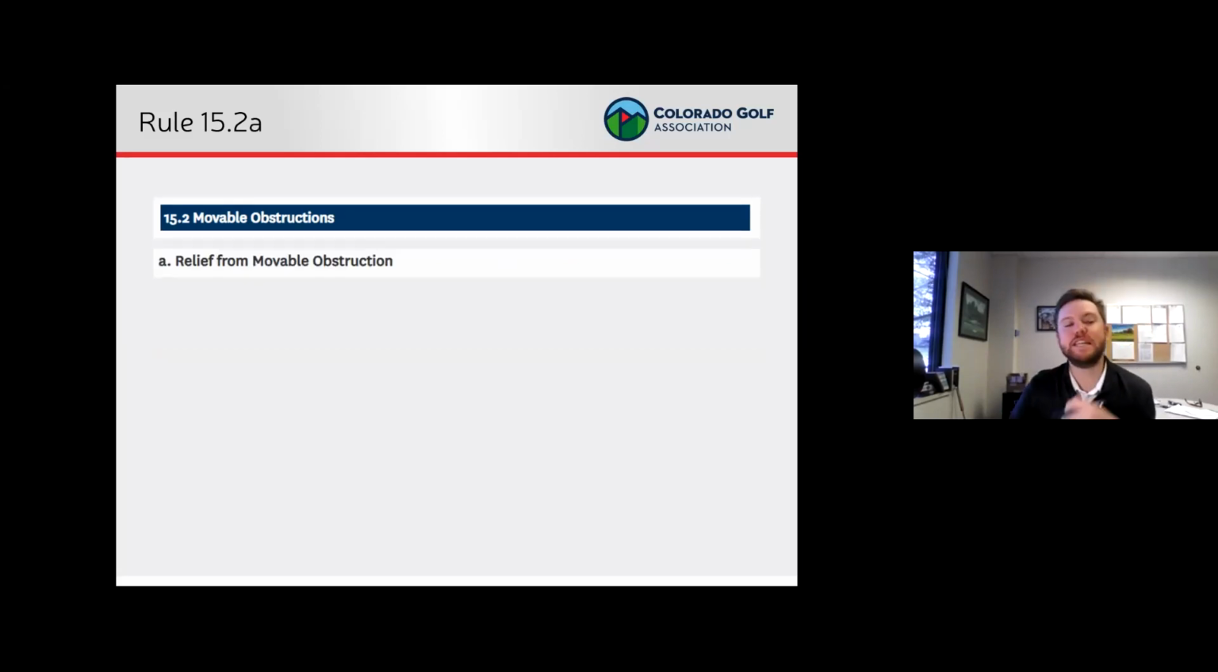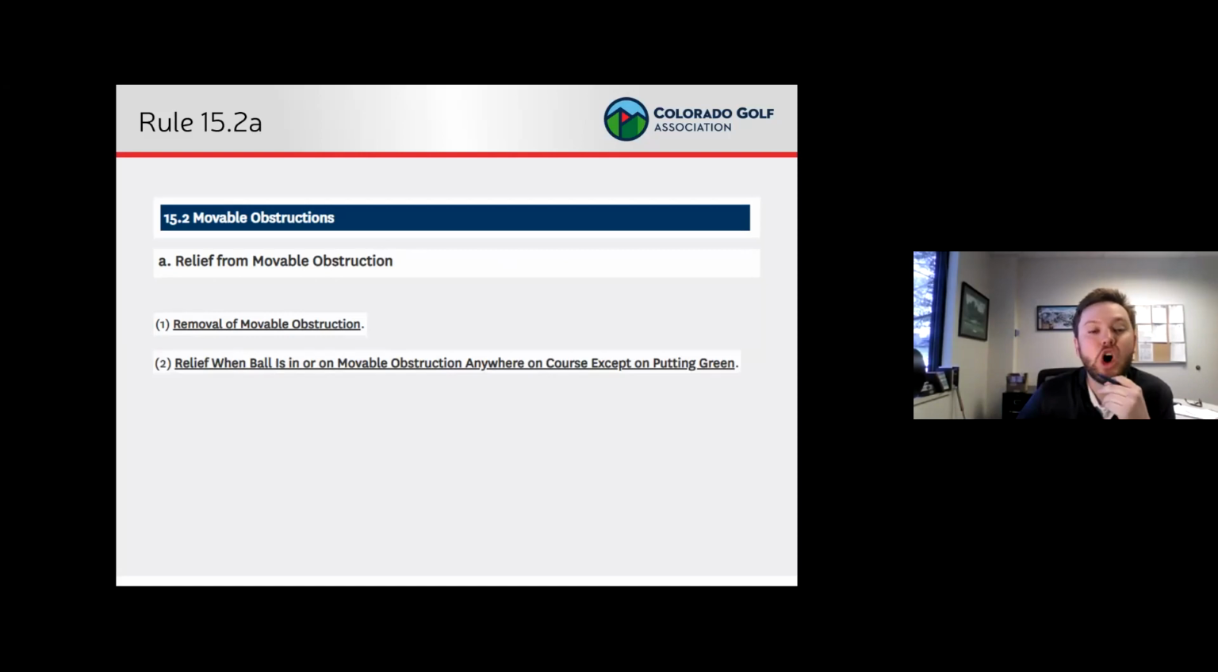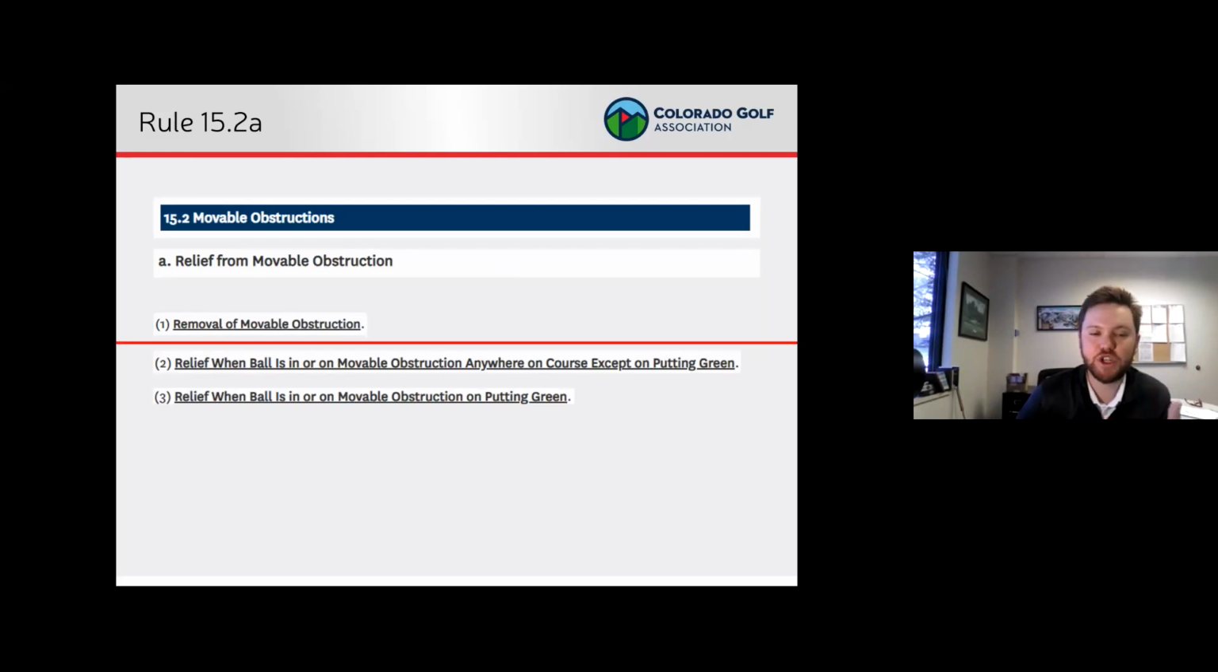All right, so 15.2a, relief from movable obstructions. This is broken down into several parts. We have removal of movable obstructions, relief when ball is in or on a movable obstruction anywhere on the course except the putting green, and then relief when ball is in or on a movable obstruction on the putting green. So this is divided, like we saw earlier at the beginning of the talk, into two parts.